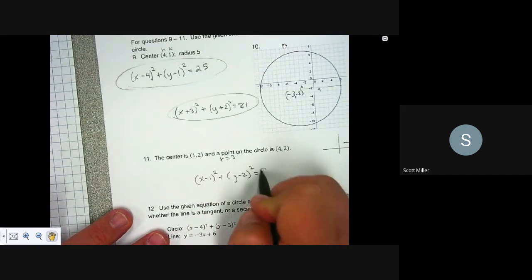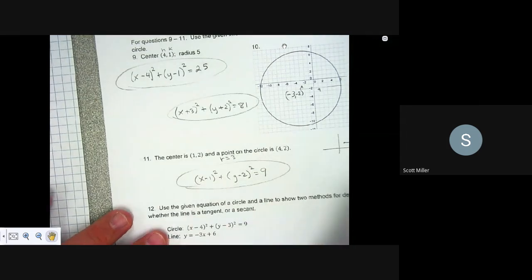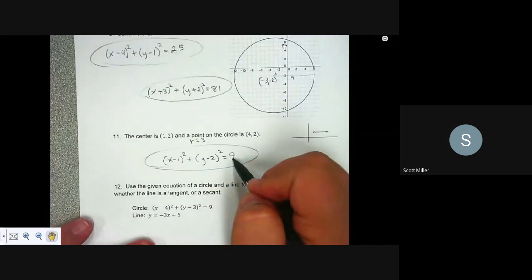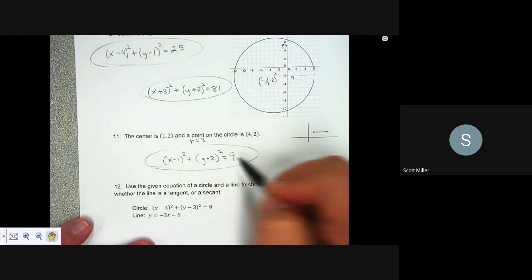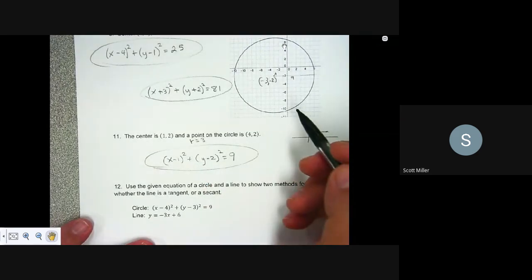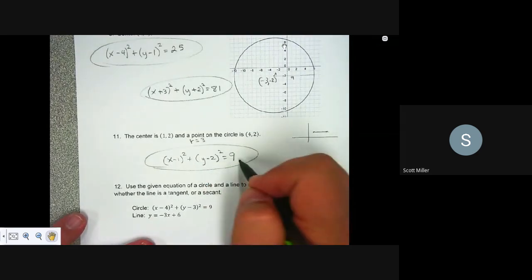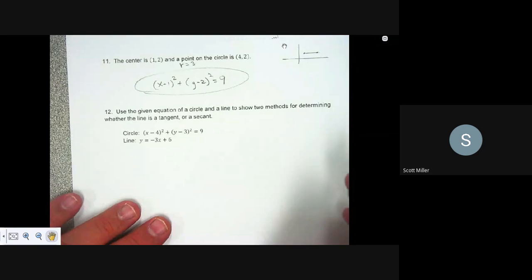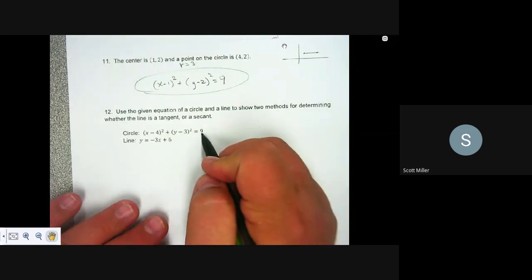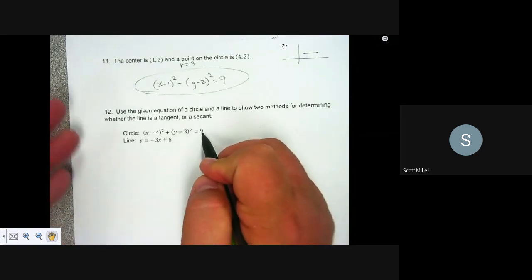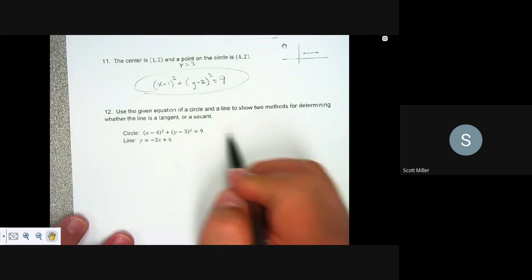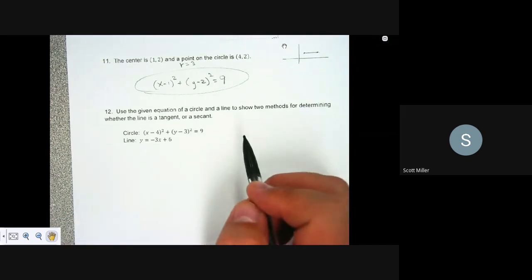3 squared is 9. Now, the most common mistake people make is they forget to square the radius. Sometimes they'll just put 3 here. Remember, you need to square it. So if it helps you to write 3 squared and then rewrite it and square it afterwards, that's great also. The other mistake people make is the other direction, like this one. They'll see a 9 here, and they'll say the radius is 9, forgetting that this is r squared. So you need to be very careful with this, okay?